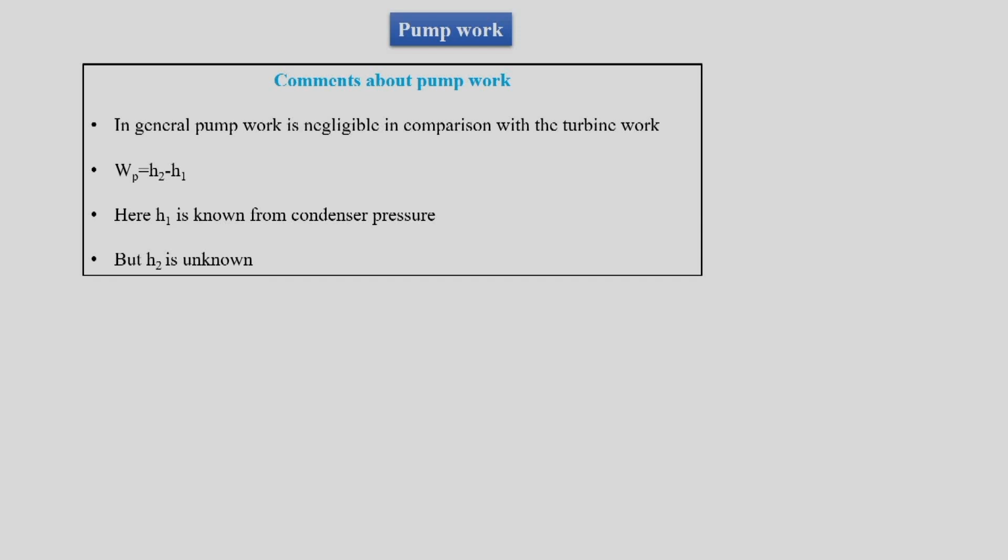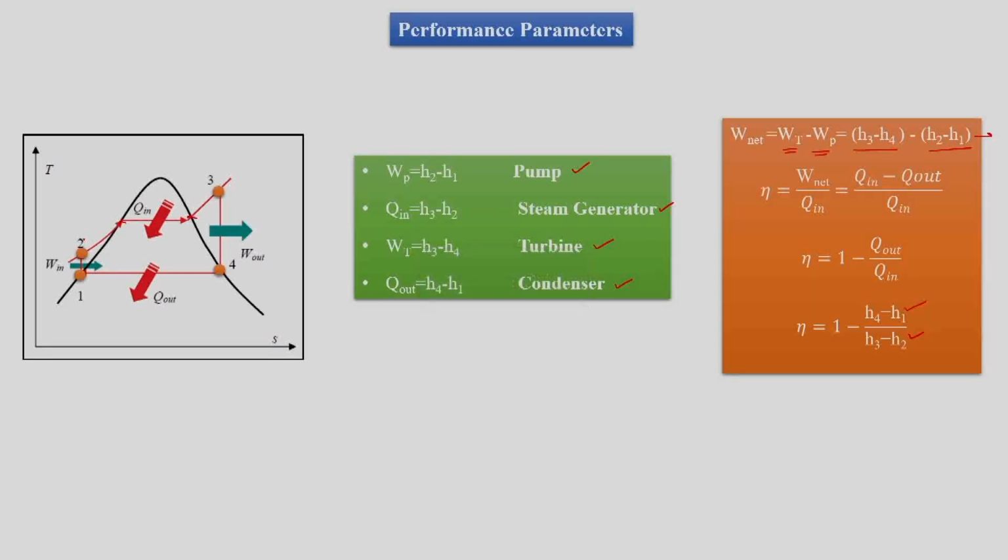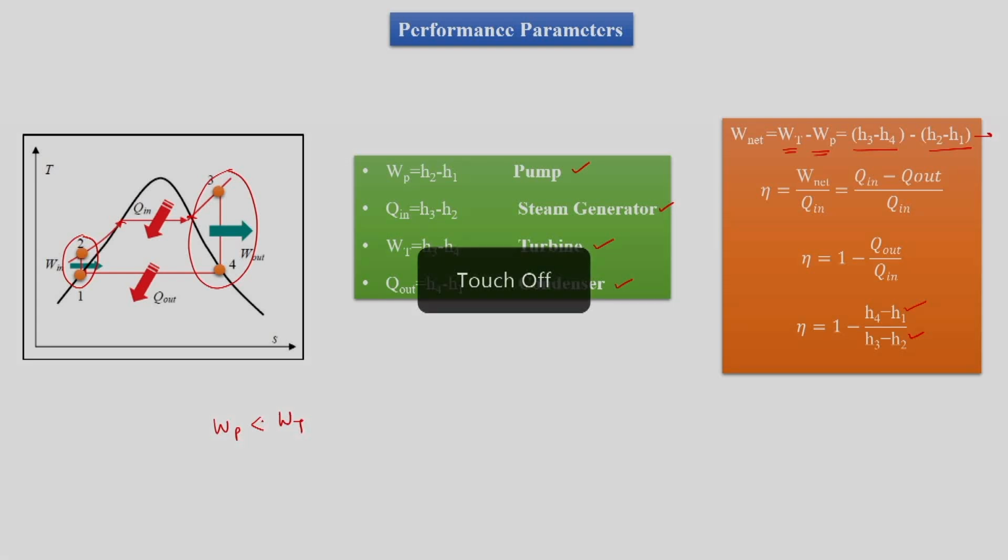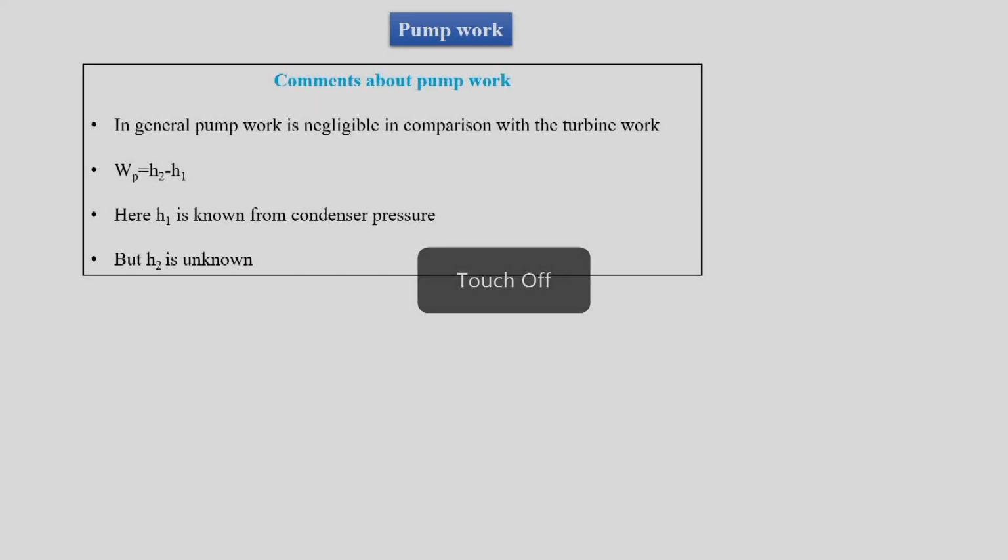Then discussion on pump work. Here we see that in general pump work, as we can see in this diagram, is H2 minus H1, whereas turbine work is H3 minus H4. So we can see that pump work is much less than turbine work. So pump work is negligible in comparison with turbine work. Still, our problem is that we have to estimate what the pump work is. So we should know how to find out WP.